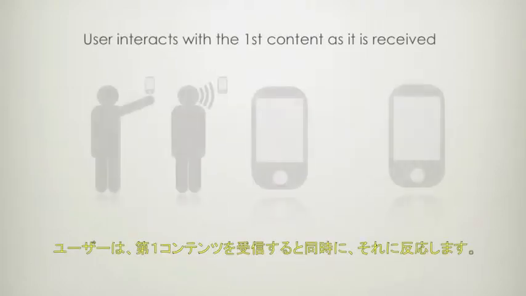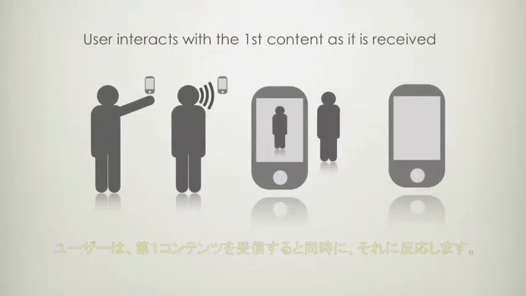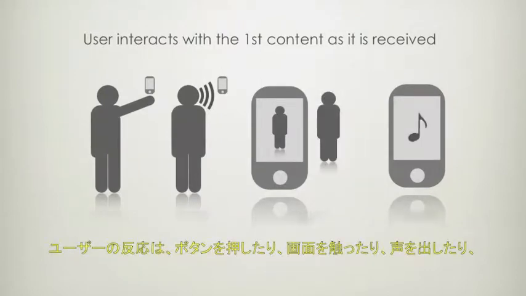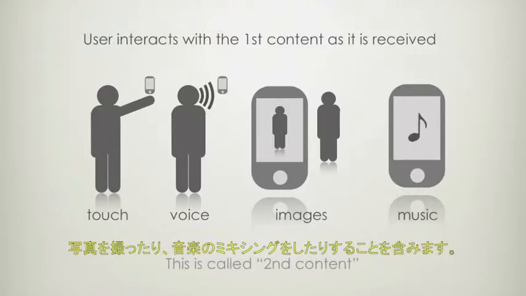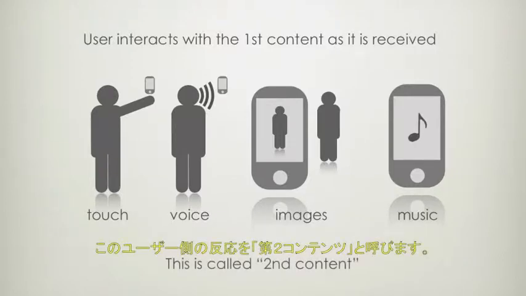The user interacts with the first content as it is received. Interaction includes pressing buttons, touching the screen, vocalizing, taking images, mixing music, etc. This is called second content.